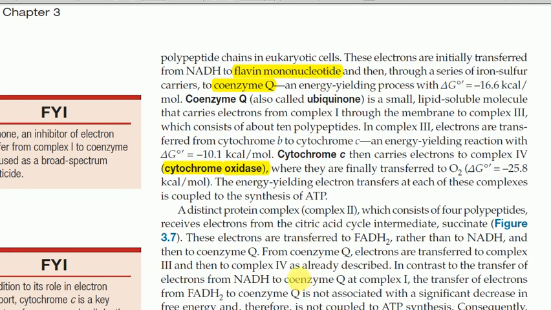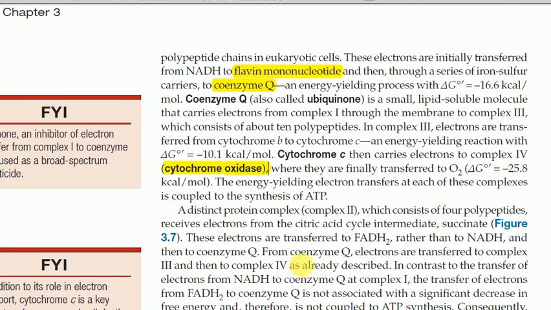Na tunachokisema ni kwamba kuna complex nyingine ambayo ni complex 2. Complex 2 yeye anachukua nani? Anachukua FAD. Akishamchukua FAD anamuingiza moja kwa moja mle ndani bila kupitia stage fulani. So a distinct protein complex 2, which consists of 4 polypeptides, receives electrons from the citric acid cycle intermediate succinate. These electrons are transferred to FAD. Complex 2 anachukua electron toka kwa nani? Kwa succinate, anapeleka kwa FAD rather than NAD, and then coenzyme Q.